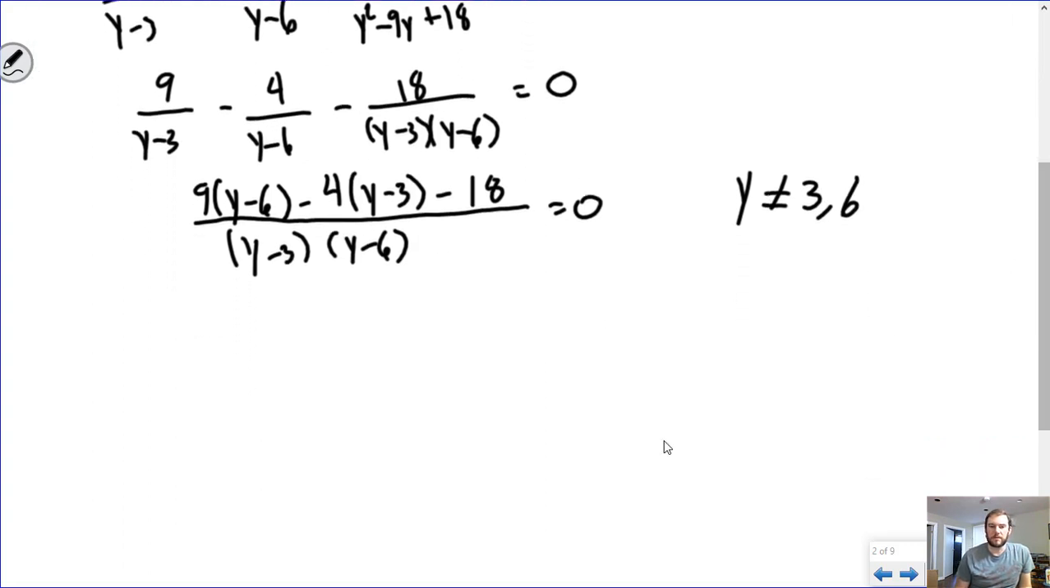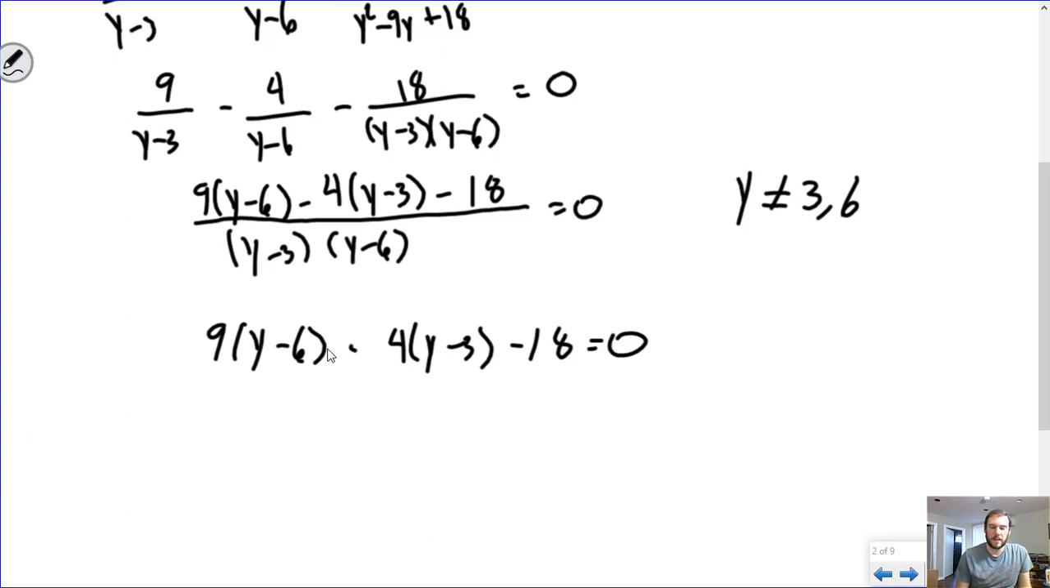Once we have our non-permissible values, again, what we're going to want to do is just focus in on that numerator. Say, when will this thing be 0? Because when this thing is 0 is when our answer is going to be 0. So we're going to just take a look at the numerator by itself. So 9 times y minus 6, minus 4 times y minus 3, minus 18. When will this thing be 0? Expand all your brackets and then solve for y.